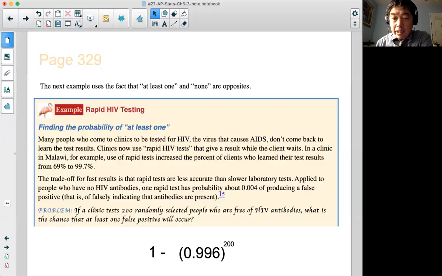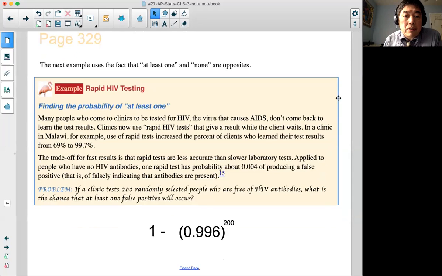Okay, so this is chapter 5-3, assignment number 27, HIV testing, rapid HIV testing question. So this is finding the probability of at least one, this type of question.